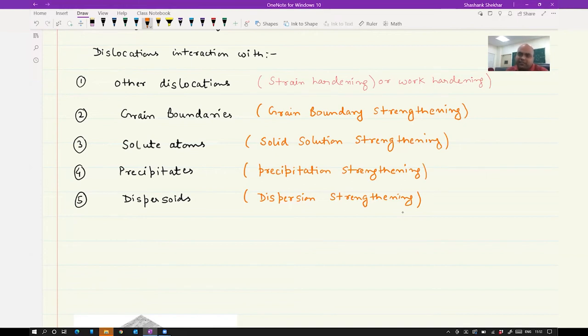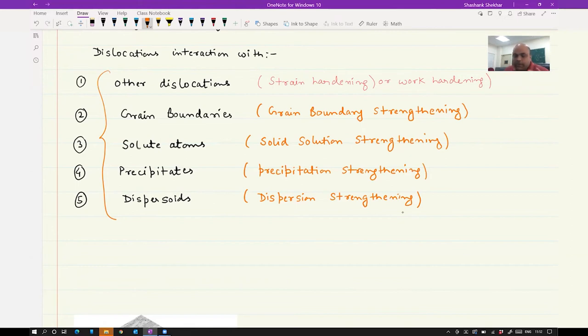If precipitates are present in a given system and dislocations are interacting, then we call it precipitation strengthening. But again, remember, the crux is that you have to restrict the movement of dislocations to increase the strength. All these microstructural features, whatever I have listed here, are actually going to restrict the movement of dislocations, and that's how they are going to increase the strength of the system.